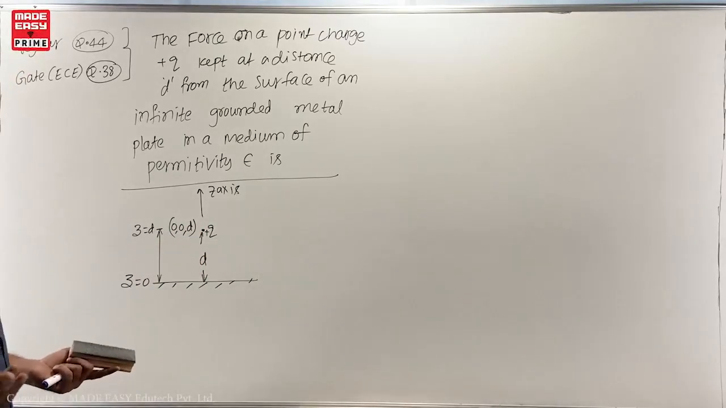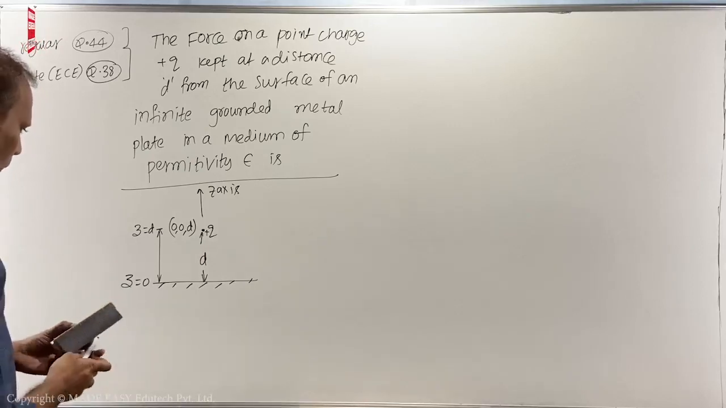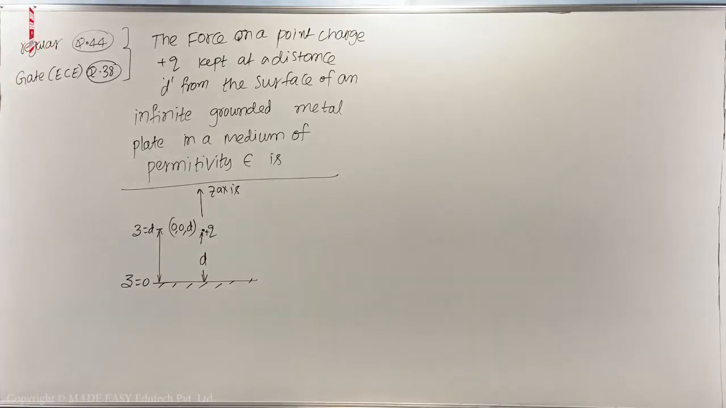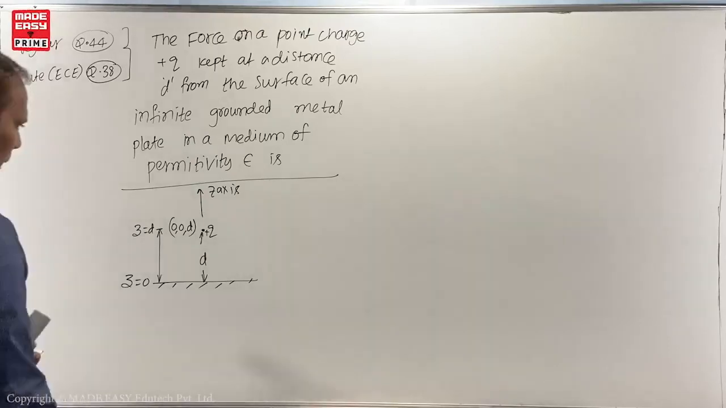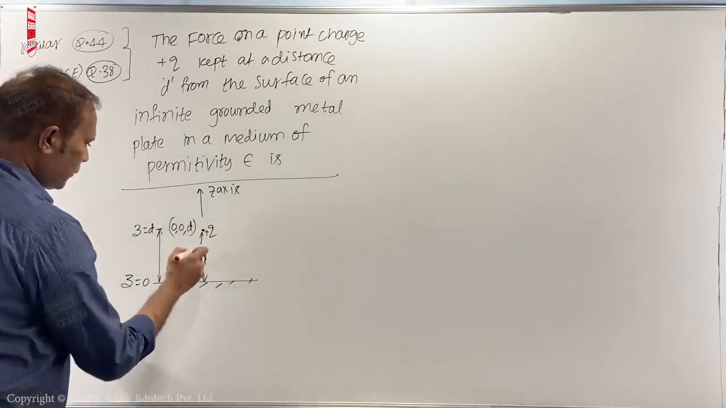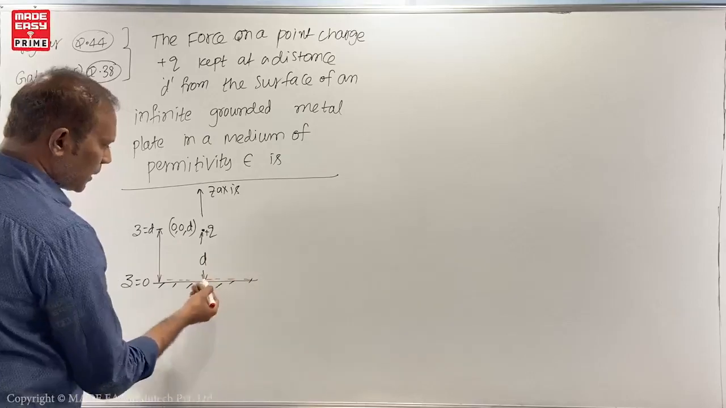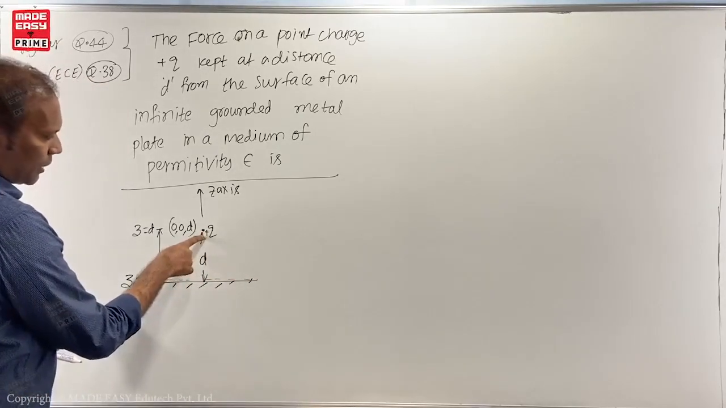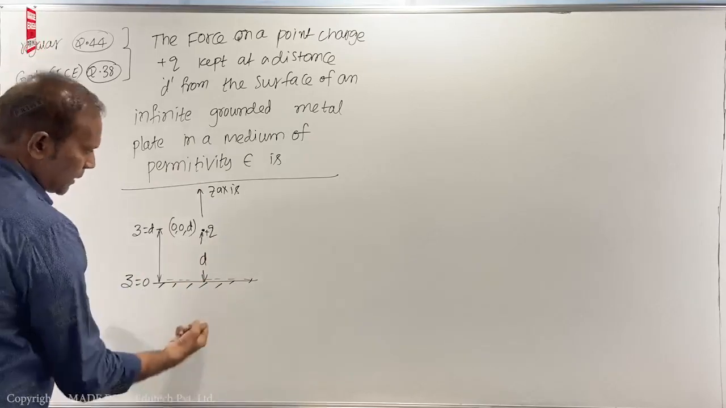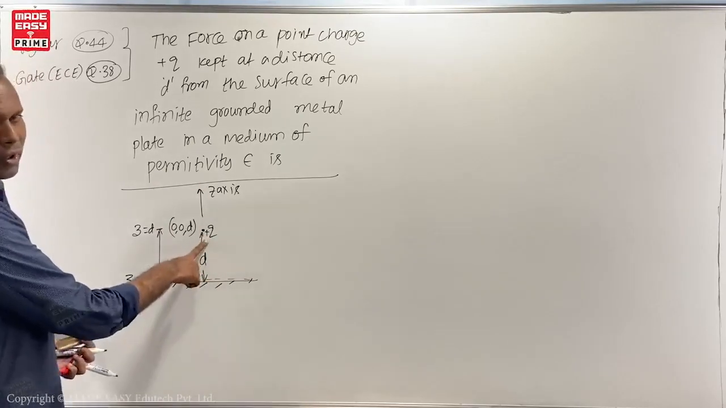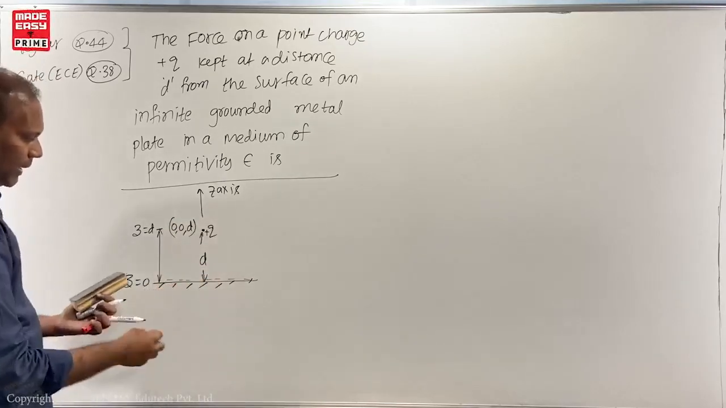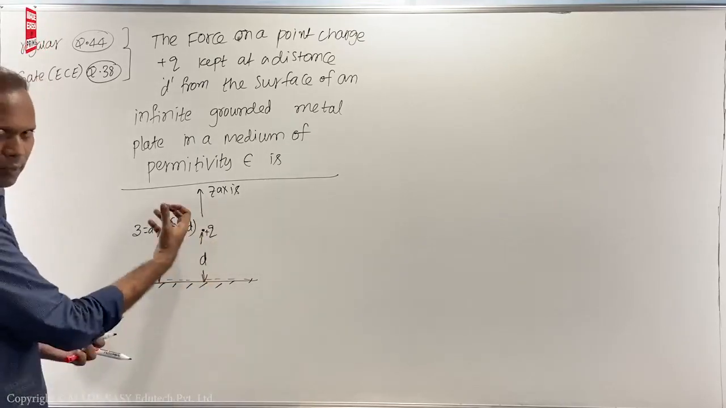I told you you can't find the force because on this surface there comes the negative charge. Because of this, negative charge is induced. You don't know the location of that. Now what is the force on this q charge? This negative charge attracts that one. That means the force on this q charge is towards the conductor plate, because this negative charge attracts that one.